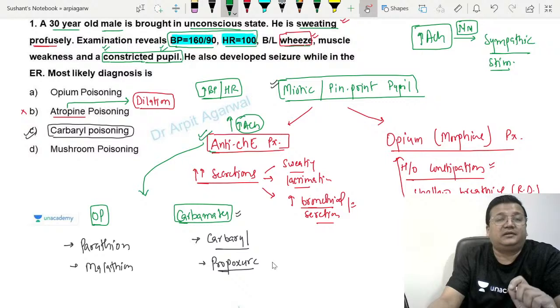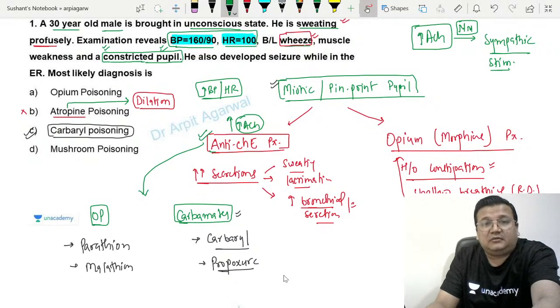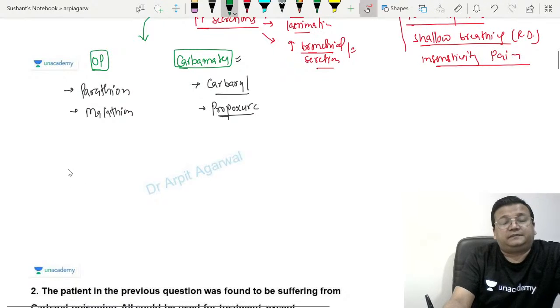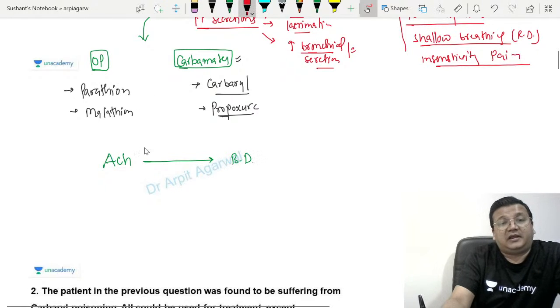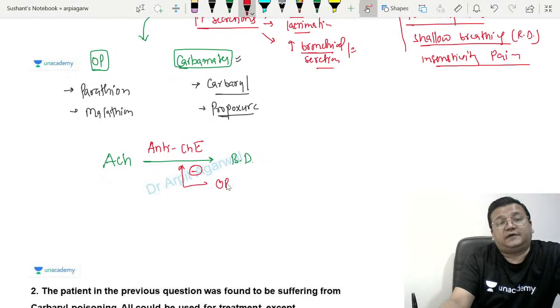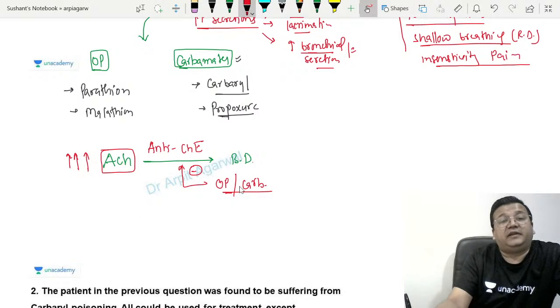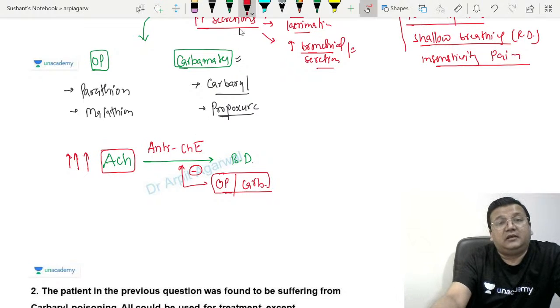So that is our next learning from this question. Let us see. This is acetylcholine. It is broken down, metabolized, by which enzyme? Anticholinesterase. You give a drug that inhibits this, organophosphorus or carbamate. So acetylcholine will increase in your body, correct?